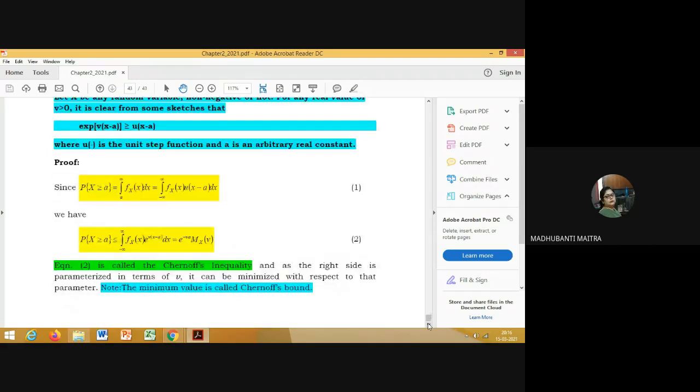So if you want to find this probability, that is the probability that X will be greater than or equal to any arbitrary value a, this probability is always less than the moment generating function divided by e to the power va. Or this can be written in this particular form: probability X greater than or equal to a is less than or equal to e to the power minus va into the moment generating function.